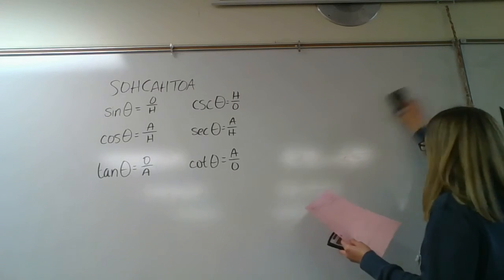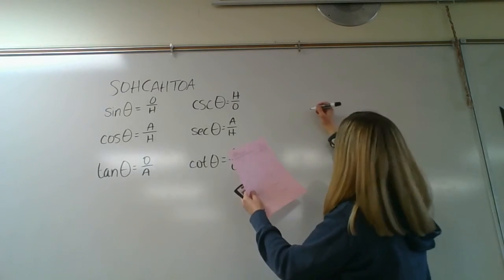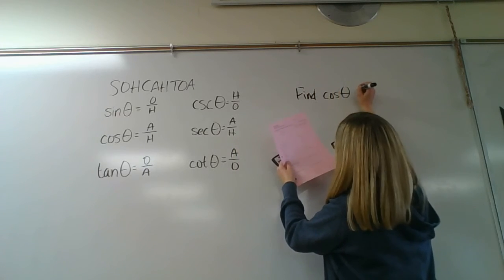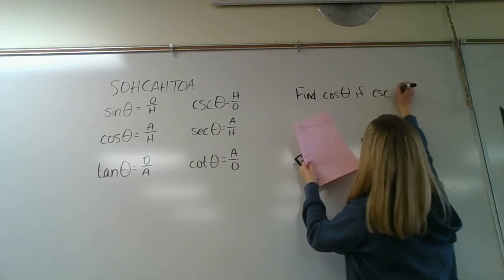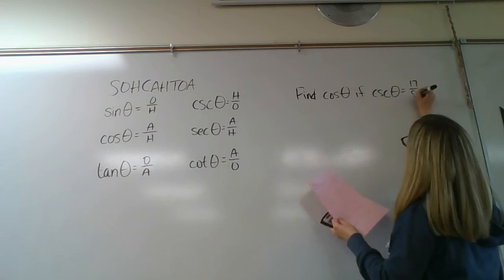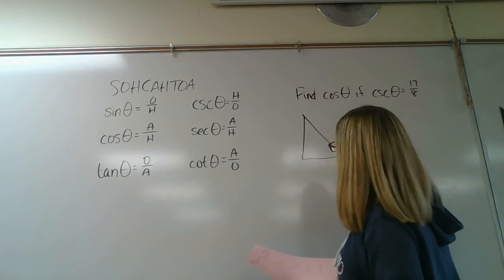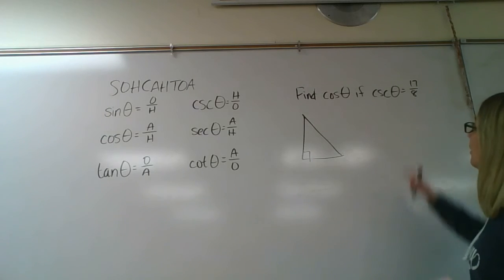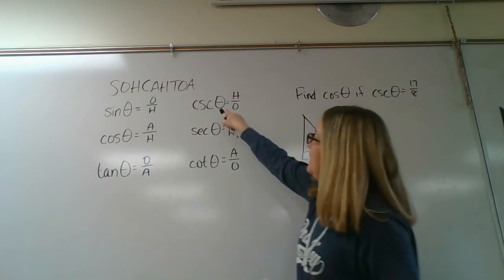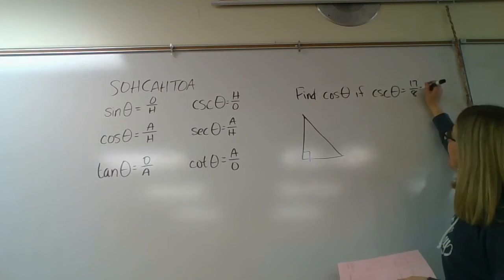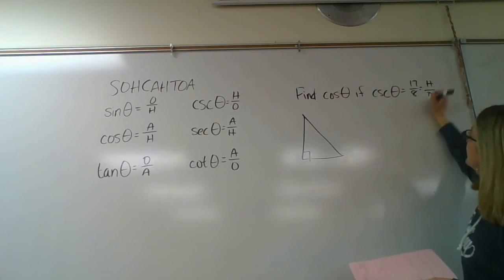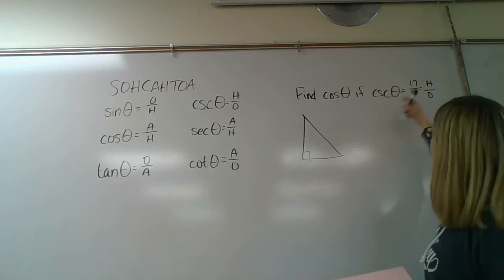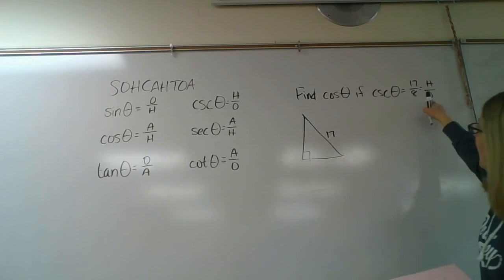Okay, let's skip down and let's do example number 8. How do I do the lower section? Okay, problem number 8 says, find cosine theta if cosecant theta equals 17/8. Okay, you got to draw yourself a right triangle. Doesn't have to be fancy. I don't care. Just draw yourself a right triangle. We know based over here, cosecant is the ratio of the hypotenuse over the opposite. So that tells me the hypotenuse straight across from the right angle is 17. It tells me the opposite is 8.